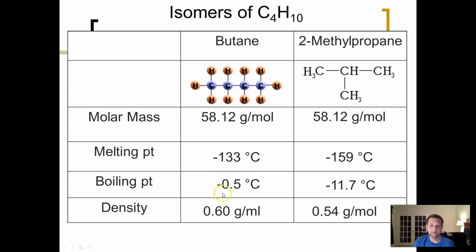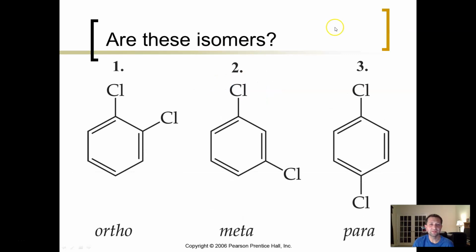And the boiling point should be higher as well. So you have a negative 0.5 and a negative 11.7. So it's a little bit more difficult to boil butane than it is to boil 2-methylpropane, based on the intermolecular forces and the structure of these. So these two are relatively nonpolar, but when you have some different polarities with isomers, that's when some more changes in properties come into play.